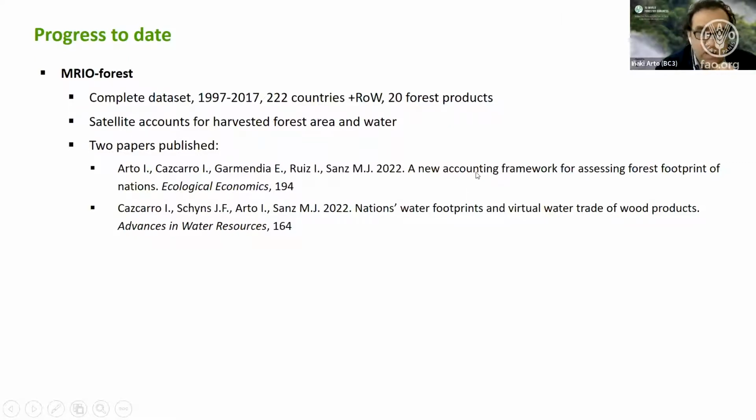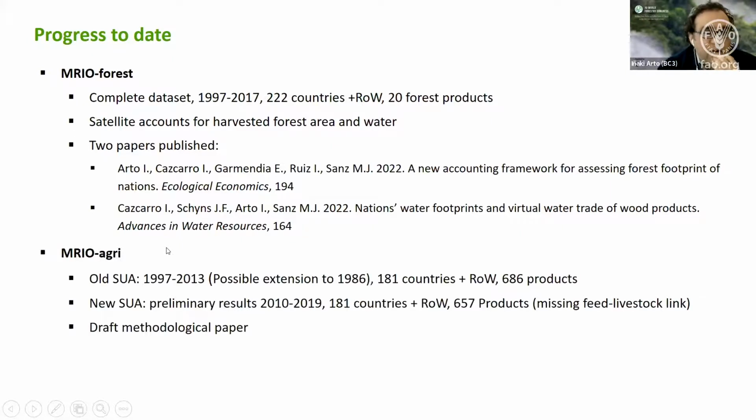One is a methodological paper, the one that I mentioned before, published in Ecological Economics, and the other one is focused on the assessment of the water footprints and virtual water trade of wood products. This has been recently published in Advances in Water Resources. And in the case of MRIO Agri, this is still a work in progress.